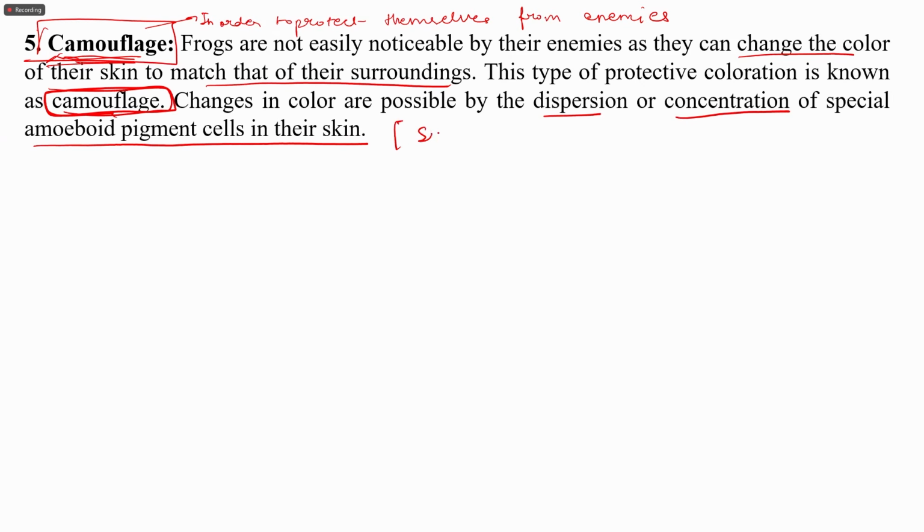So in the skin of frog, there are special cells, pigment cells, that help in color change by either concentrating on a particular position, leading to the darkening of that area, or dispersing into different positions, leading to the discoloration or the faded appearance.